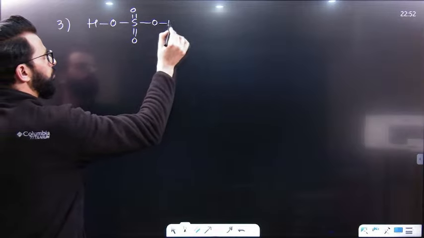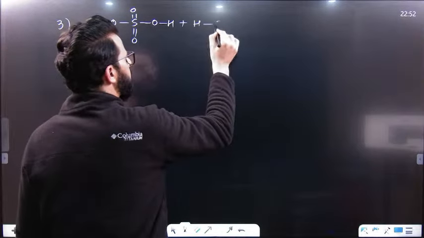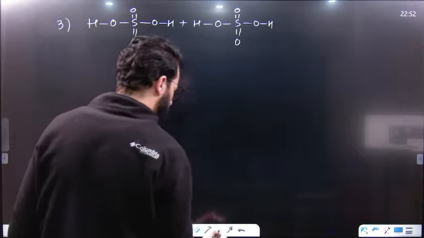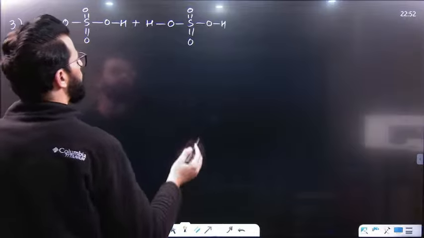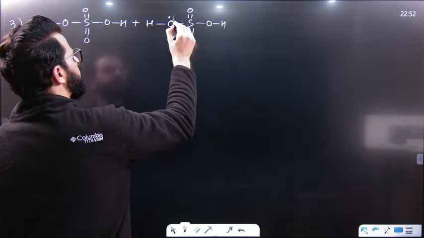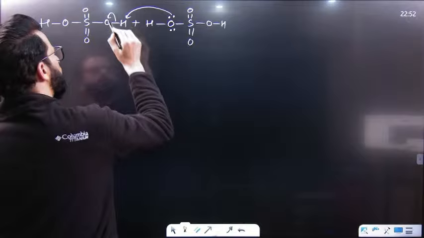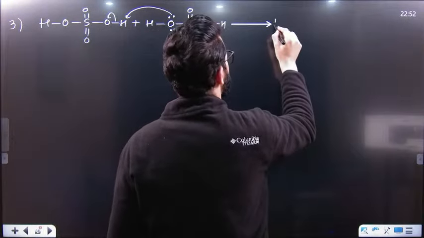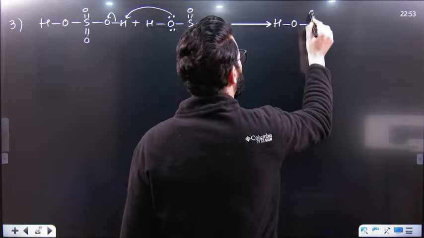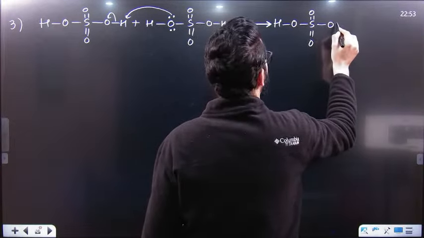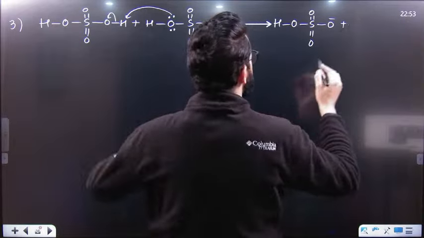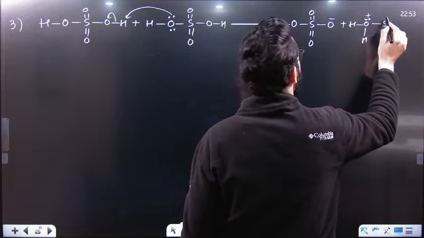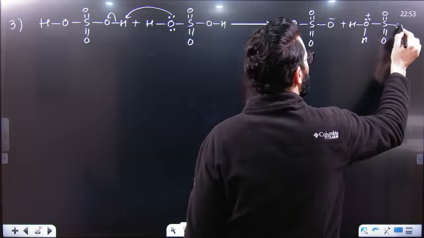HOSOOOH, that means H2SO4. It undergoes self-ionization like this. It will result in the formation of this one. One molecule will accept H positive, another will lose H positive. So it will result in the formation of H, O, S, double bond O, double bond O, then here it is O with a negative charge, plus this becomes H, O, H with a positive charge on this oxygen, then S double bond O, then O, then H.